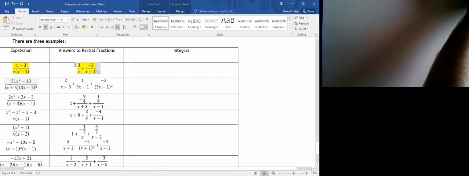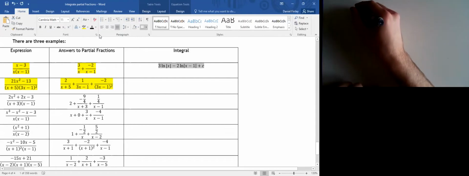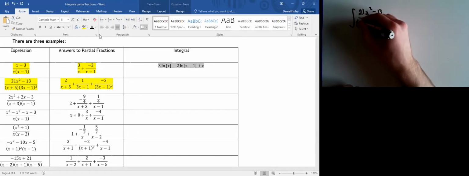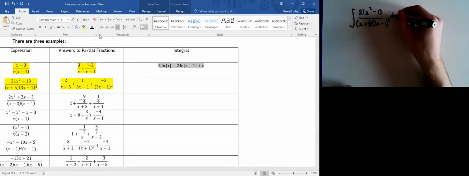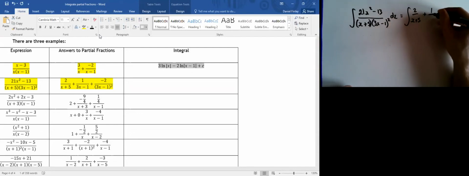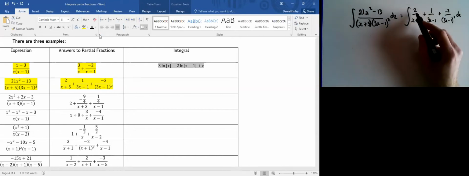Okay, so second one. We've now done partial fractions on this from yesterday. Let's actually give you the answer as well, so you can check that I didn't get it wrong. There we go. So now we're going to integrate that. To integrate 21x squared minus 13 over x plus 5, 3x minus 1 squared, that's the same as integrating 2 over x plus 5 plus 1 over 3x minus 1 plus minus 2 over 3x minus 1 squared. Okay, so again, ignore the 2.